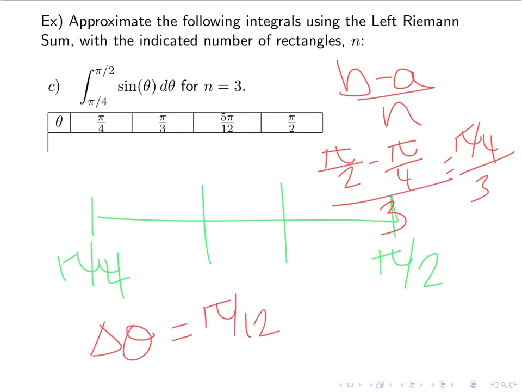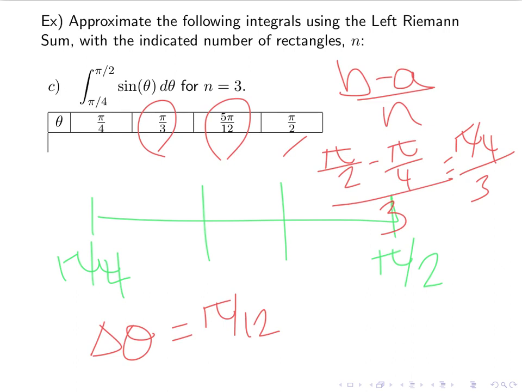So each time we go over, we find our new x value by adding pi over 12 to it. So pi over 4 plus pi over 12 gives us pi over 3. Plus another pi over 12 gives us 5 pi over 12. Plus another pi over 12 does give us pi over 2, which I know I should have. Okay, so my delta theta, the width of my rectangles, is pi over 12.